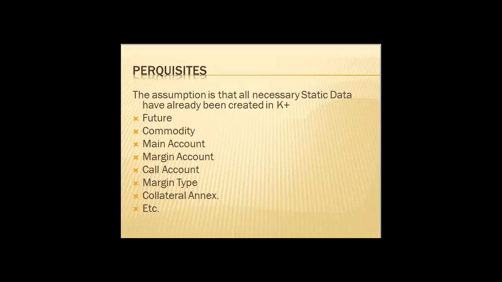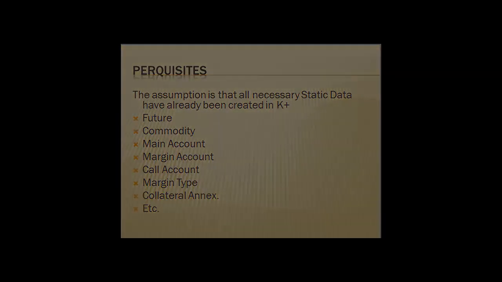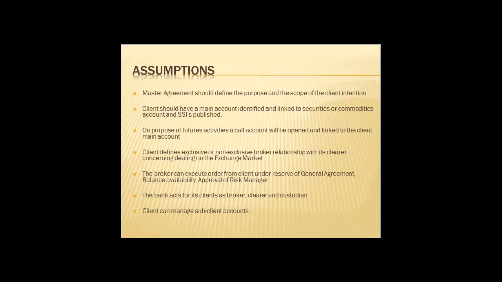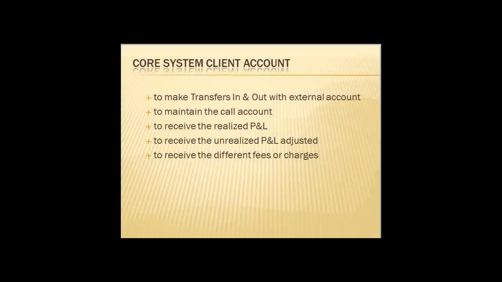There are some prerequisite assumptions. We assume that all necessary static data have already been created in Condor Plus: the future, the commodity, the main account and the margin account, the call account, the margin type, and the collateral index. In addition, on the client or K plus TP user side, a master agreement should define the purpose and scope of the client's trading intentions with their clearer. The client's main account should be linked to securities account and SSIs published, and their call account should be linked to their main account.